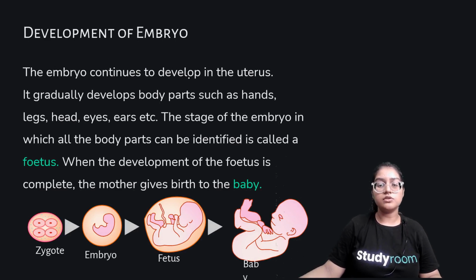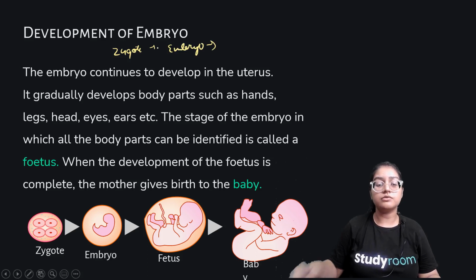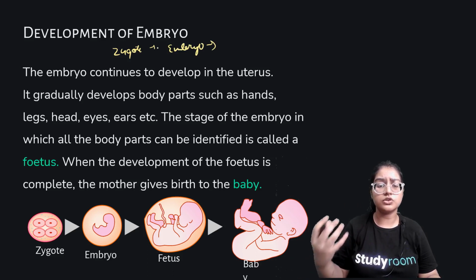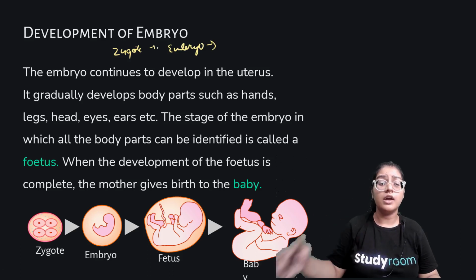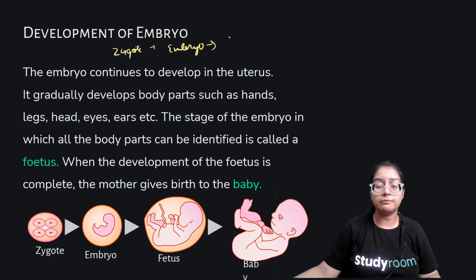The embryo continues to develop in the uterus. After the zygote gets converted into an embryo, it further divides and grows organs, tissues, and different layers of tissues. It gradually develops body parts: head, hands, legs, eyes, ears. The stage of the embryo in which all the body parts are developed is called the fetus. So zygote, embryo, and then it is further called fetus.